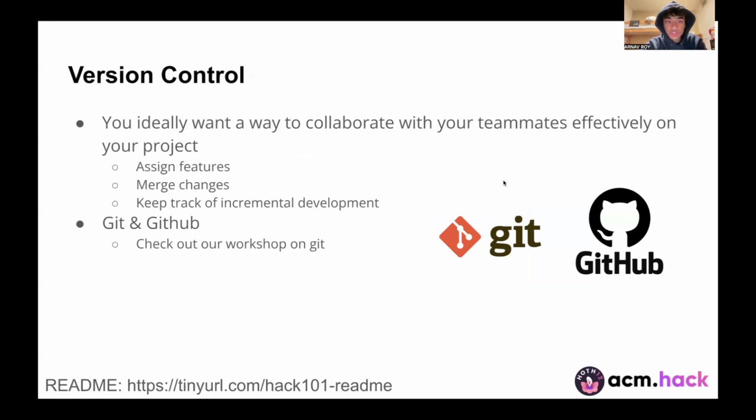Okay. Finally, version control. You want a way to collaborate with your teammates effectively on your project, or else all the code you write will be jumbled, and then you'll have issues merging all your code together and finally creating a functional project. So, Git and GitHub are perfect for this. With these two tools, you can assign features, merge changes, and then most importantly, I would say, keep track of your incremental development. We have a workshop on Git, so you can check out the workshop at the link previously, on the other slide.